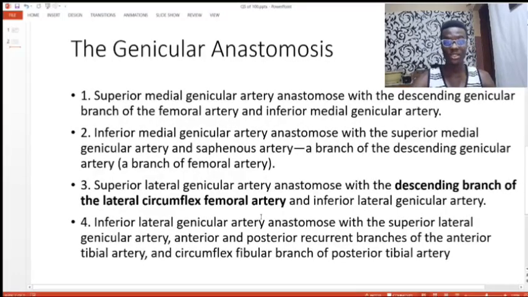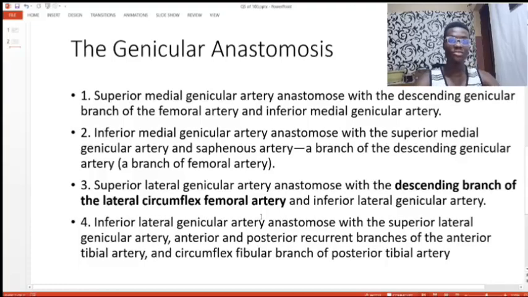That is all for the medial aspect. So the superior medial anastomoses with the inferior medial and with the articular branch of the descending genicular artery. The inferior medial anastomoses with the superior medial and the saphenous branch of the descending genicular artery. That is it for the medial aspect. The lateral aspects now, you have the superior lateral and the inferior lateral. The superior lateral anastomoses with the inferior lateral. Then also anastomoses with the descending genicular branch of the lateral circumflex femoral artery, or the descending branch of the lateral circumflex femoral artery.